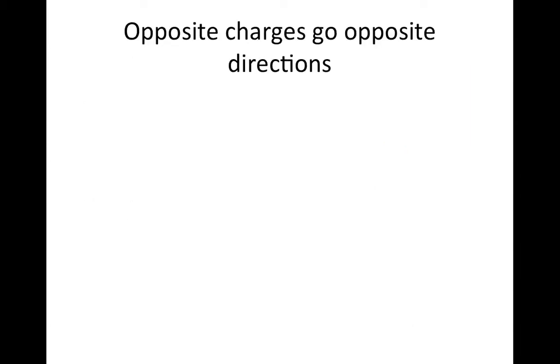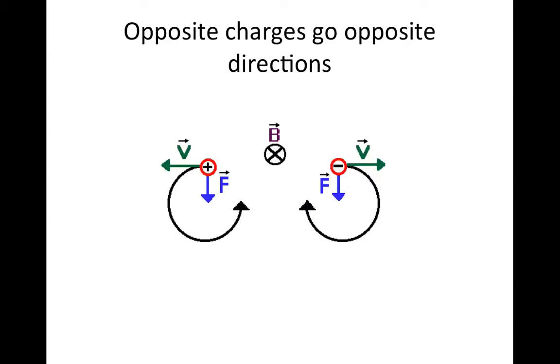Okay, another thing to note is that opposite charges go in opposite directions. So if you have a magnetic field going into your screen, like this X, a proton is going to curve opposite of an electron. That's because they're charged oppositely. So opposite charges go in opposite directions. That should be pretty common sense.